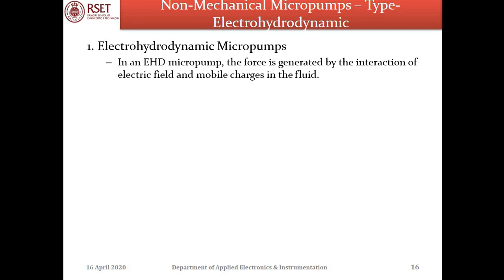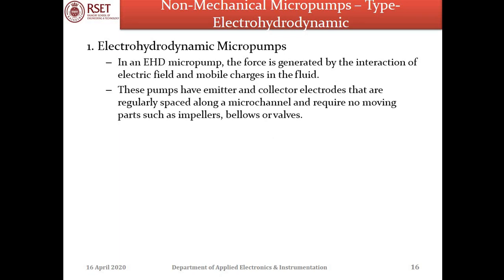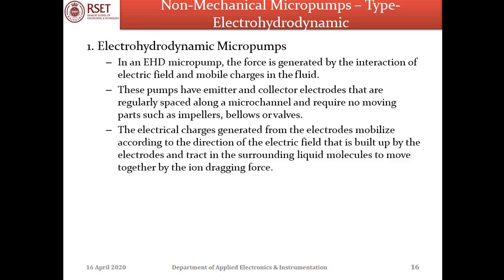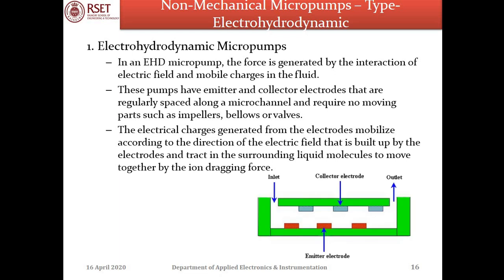Now in an EHD micropump, the force is generated by the interaction of electric field and mobile charges in the fluid. These pumps have emitter and collector electrodes that are regularly spaced along a microchannel and require no moving parts such as impellers, bellows or valves. The electrical charges thus generated from the electrons mobilize according to the direction of the electric field that is built up by the electrodes and drag the surrounding liquid molecules to move together by the ion dragging force.